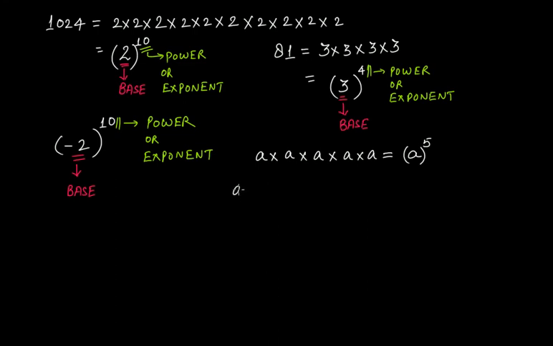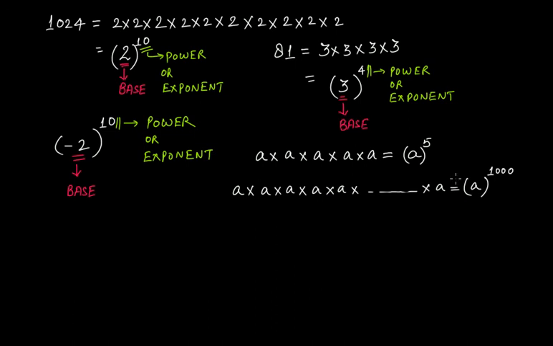Similarly, if this is a times a times a times a times a, imagine that this is 1000 times. We are multiplying a 1000 times. So this becomes a raised to the power of 1000. A is the base, this is the power or exponent here, right?